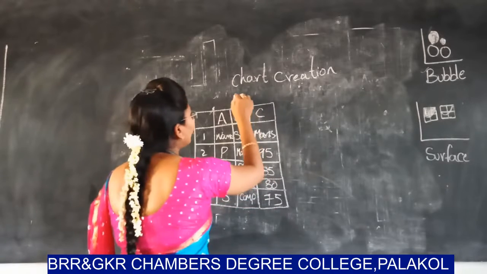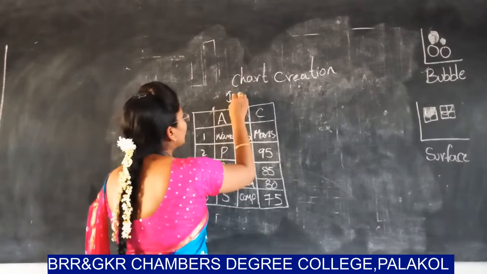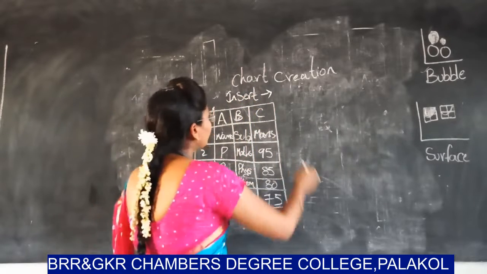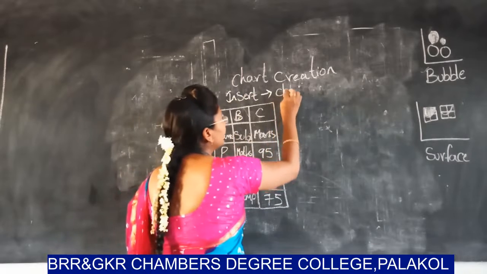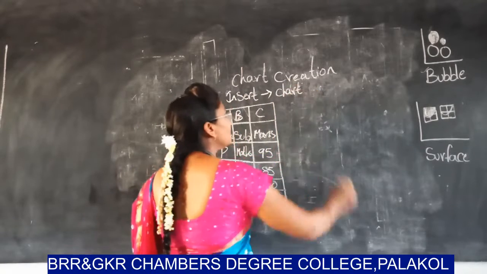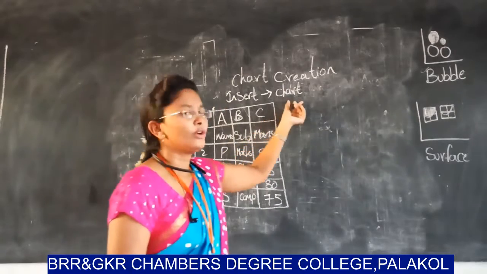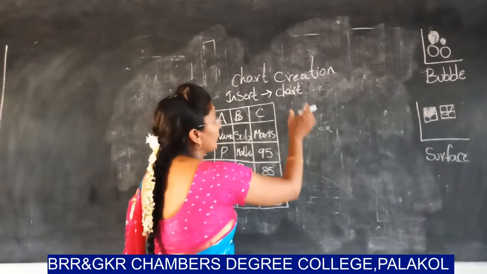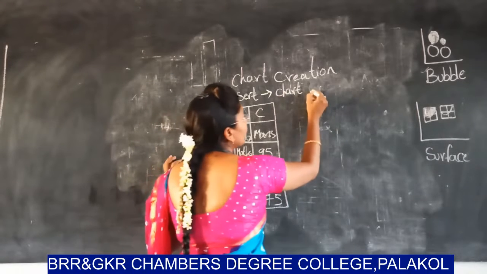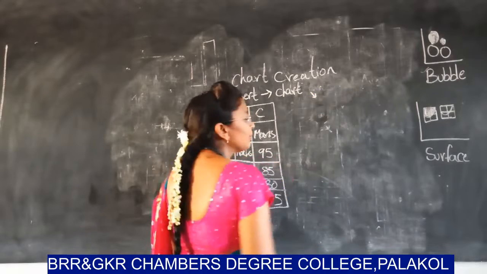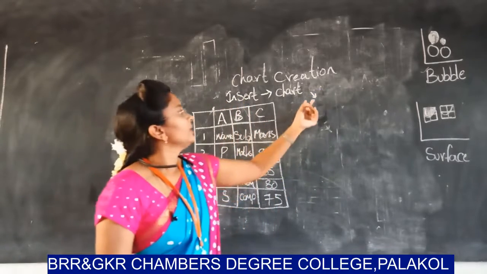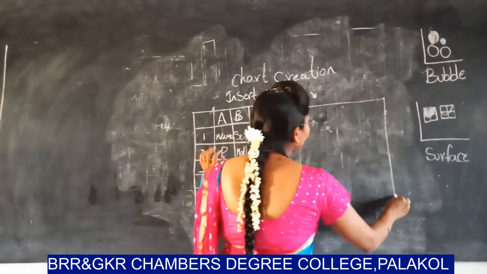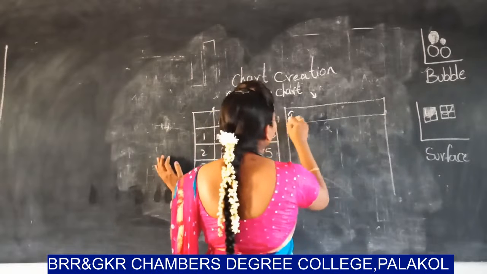After selecting the data, you have to go to the insert option. Insert option will be available in your menu bar. Click on the insert option. In that, the charts option will appear. In the charts group there are different types of charts available. In that, click on the column chart, or in this chart group one arrow mark will be shown here. Click on that arrow mark. Then one dialog box will appear. This is the insert chart dialog box.